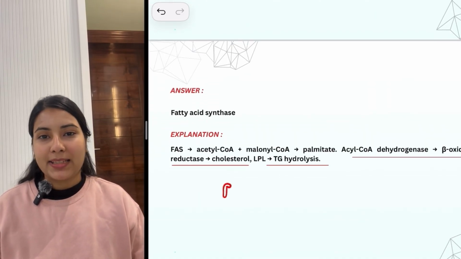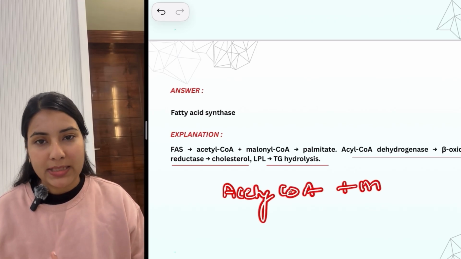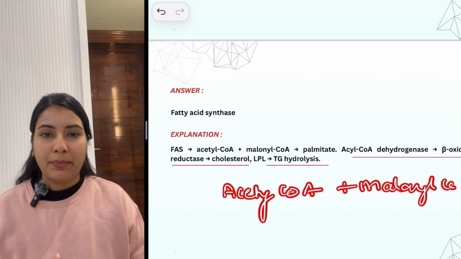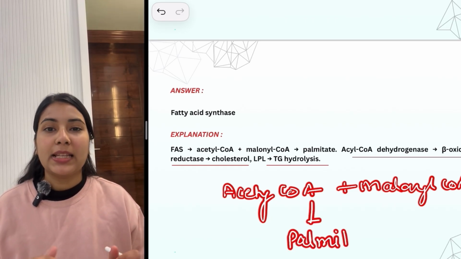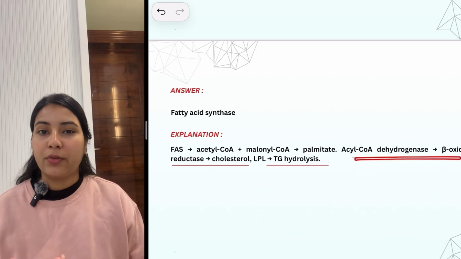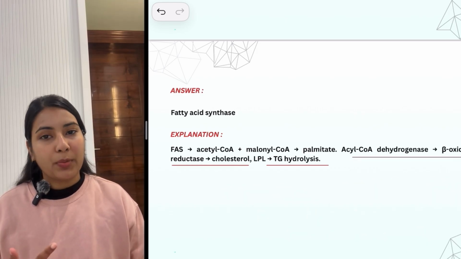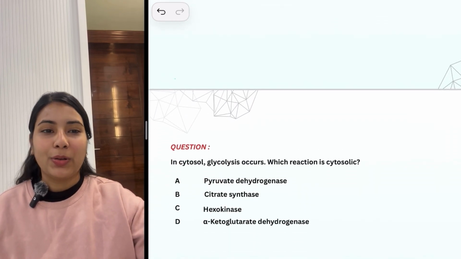Because this enzyme catalyzes the reaction of acetyl coenzyme A. It combines with malonyl coenzyme A to form palmitic acid, palmitate. Now this acyl coenzyme A dehydrogenase is an enzyme for beta oxidation. HMG reductase is the enzyme for cholesterol synthesis, and lipoprotein lipase is the enzyme for triglyceride hydrolysis. Moving on to the next question.